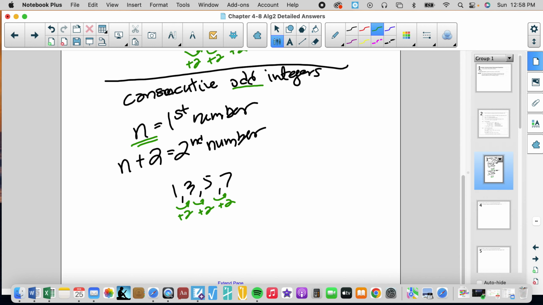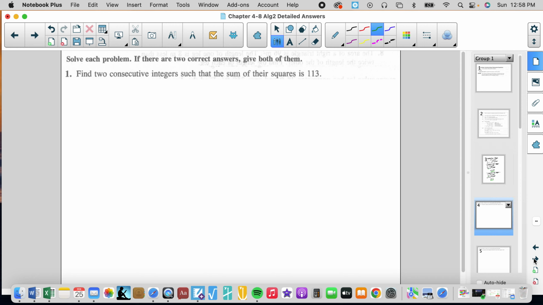So plus 3, if 1 was my first number and I did plus 3, that would take me to 4. That would not be the consecutive odd. You know what I mean? So we understand that this n will always be an odd number. So that's a little important thing, something for you to learn.